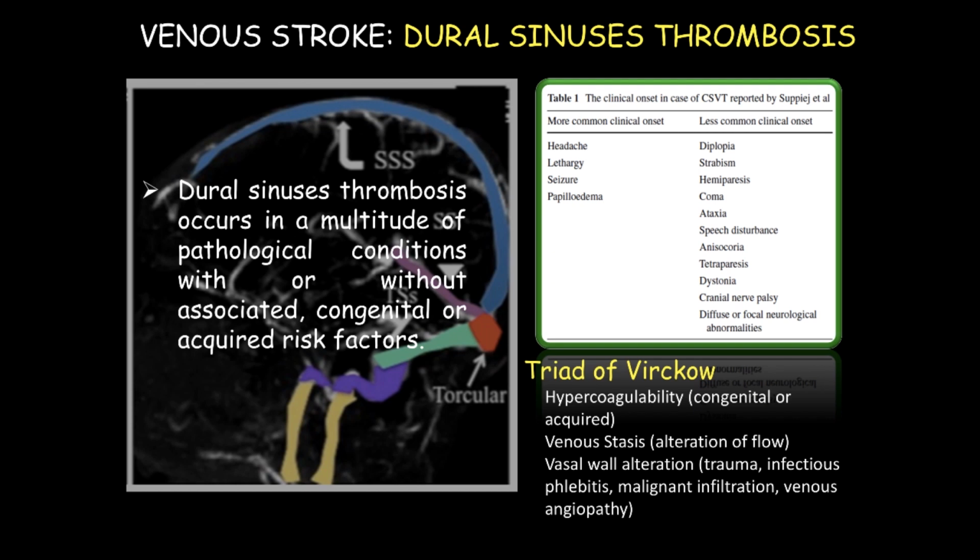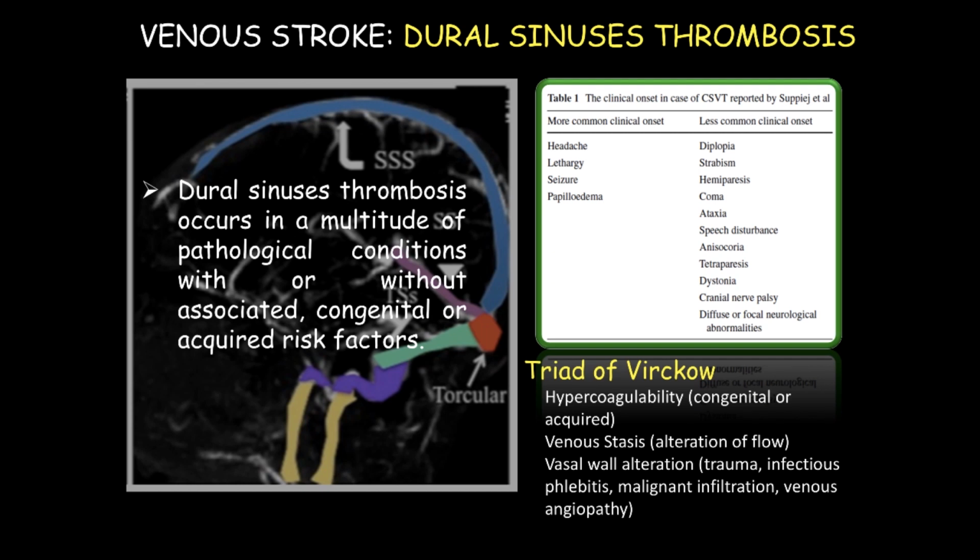We can have some risk factors that may be congenital or acquired, and the presentation may be very generic. The most common clinical onset is headache, seizure, papilledema, so it's not very pathognomonic. Other and less common clinical symptoms may be diplopia, strabismus, anisocoria, tetraparesis.